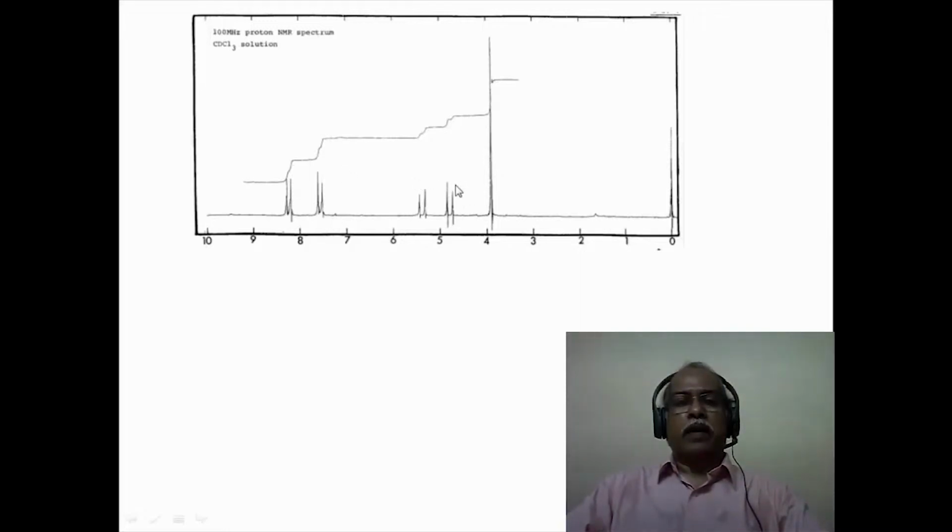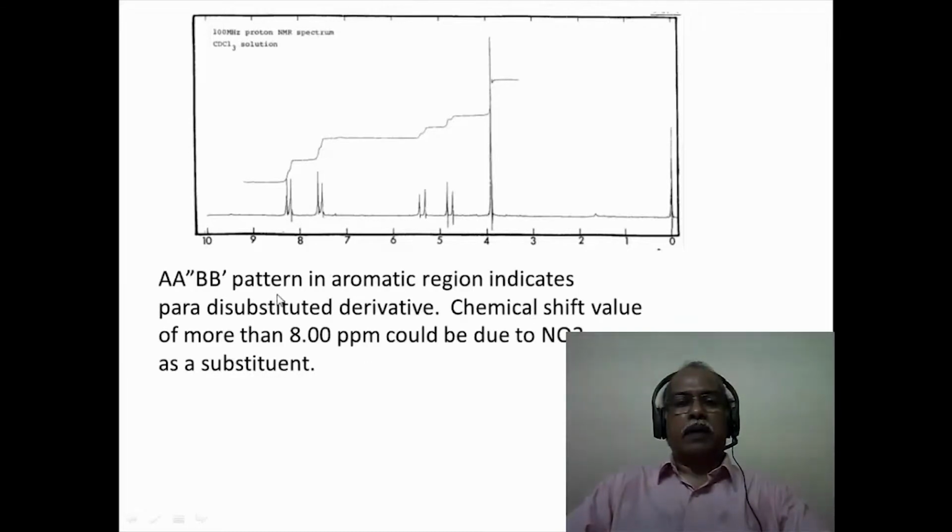Now this particular pattern in the aromatic region between 7 and 8.5 ppm tells us that this is a para disubstituted derivative, because this corresponds to an AA' BB' kind of pattern, which is what one is seeing here. So the AA' BB' pattern in the aromatic region indicates that it is a para disubstituted derivative. The chemical shift of more than 8 ppm would only mean that there is an NO2, which is an electron withdrawing functional group, attached to the substituent in the ring. Bromine is also an electron withdrawing substituent. Oxygen is also an electron withdrawing substituent. But on an aromatic ring, the nitro group is a powerful electron withdrawing substituent.